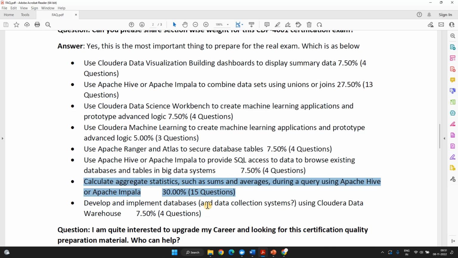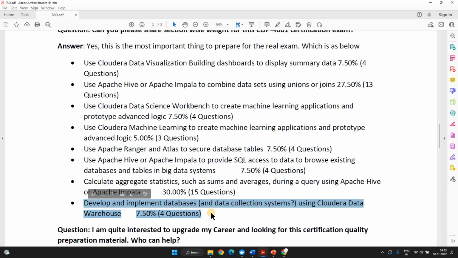Develop and implement databases and data collection systems using Cloudera Data Warehouse. Cloudera Data Warehouse is one tool again available as part of the CDP platform. How do you build and implement this? That is what you can say. Again, this is about how you do that stuff, basically, not how you compute the stuff. So this can save time.